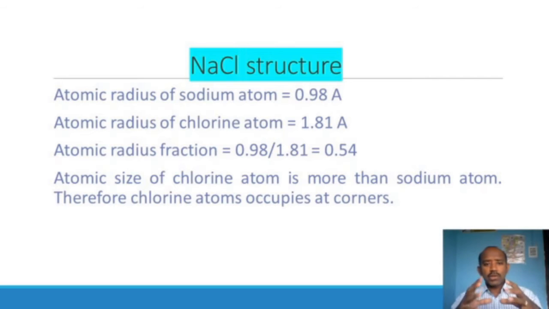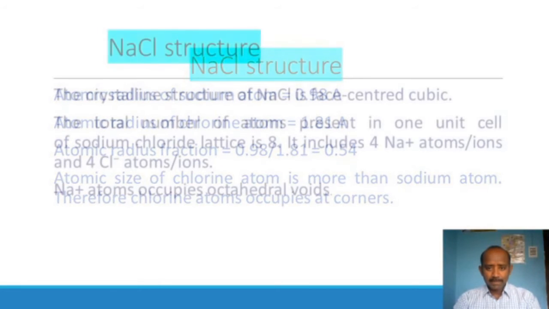Here the atomic radius of the sodium atom is 0.98 angstrom. The atomic radius of a chlorine atom is 1.81 angstrom. So dividing those two, we will get a radius ratio, that is 0.54. The atomic size of the chlorine atom is more than the sodium atom. Therefore, the chlorine atoms occupy the corners.